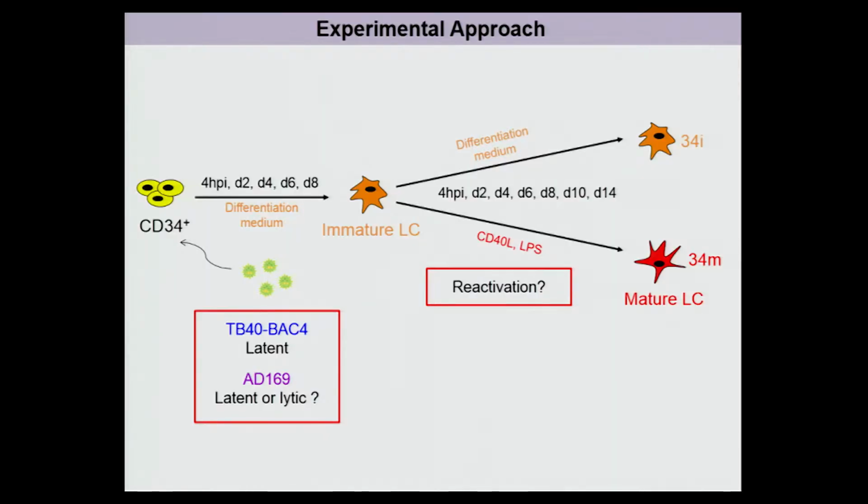The way we are going to do this, we are going to infect CD34 cells with both strains and incubate those cells in differentiation medium, so they will differentiate into immature LCs. We are going to collect time points during those 8 days. After 8 days, those cells will be harvested and replaced in either differentiation medium, so they stay as immature cells, or they are matured with the addition of CD40 ligand and LPS.